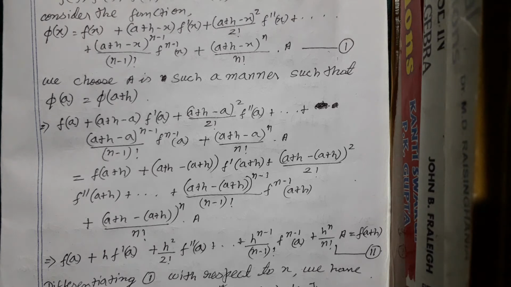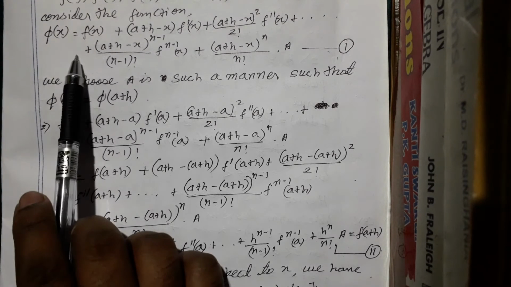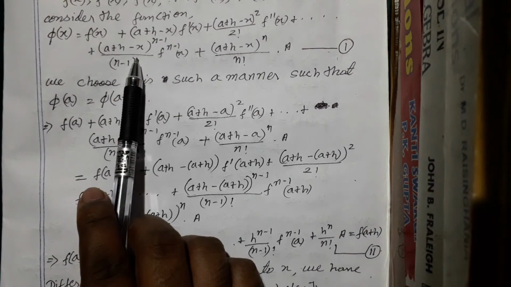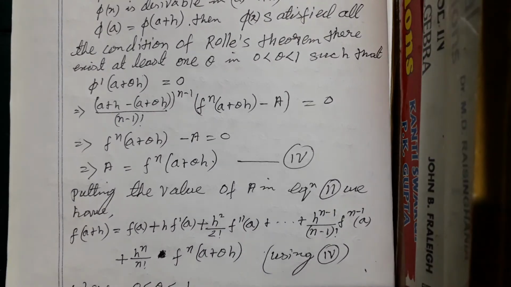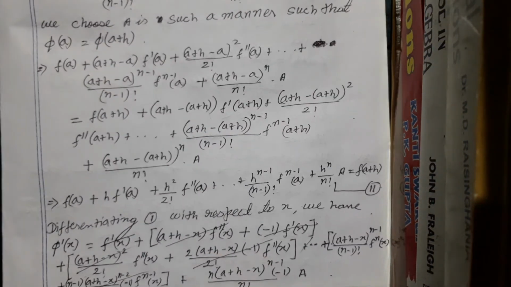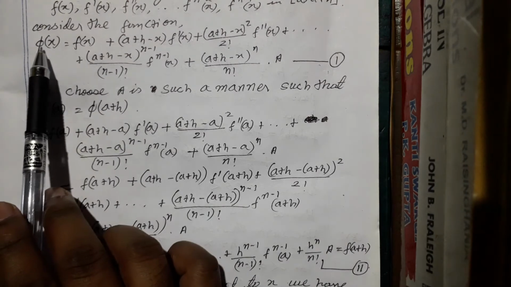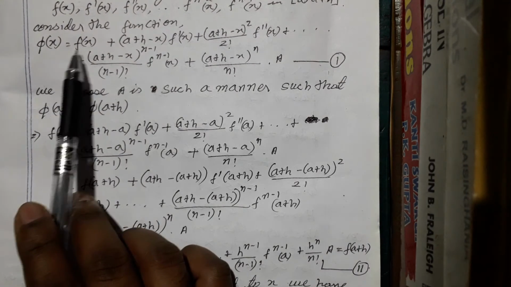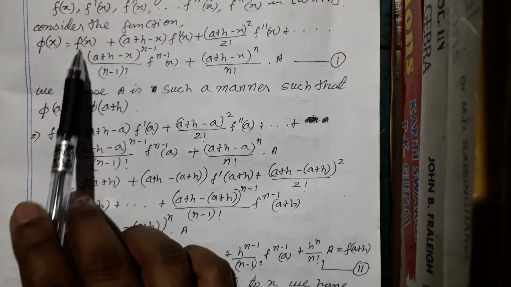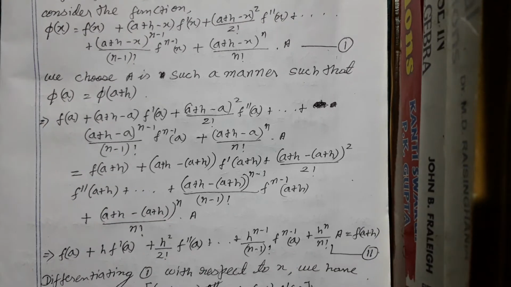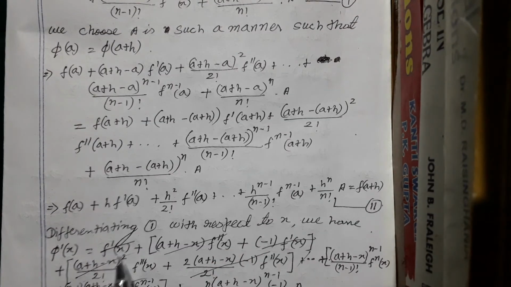Now we are going to differentiate equation 1, this function phi(x). So phi'(x) we are going to find. If we differentiate f(x), we get nothing but f'(x). So I'm writing here f'(x).